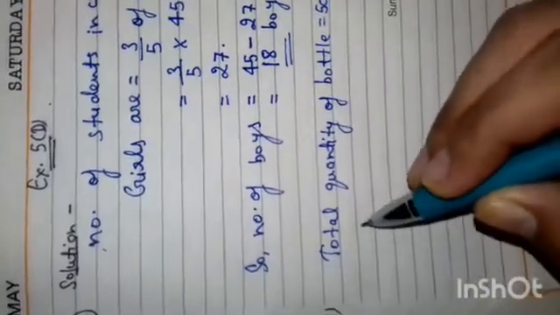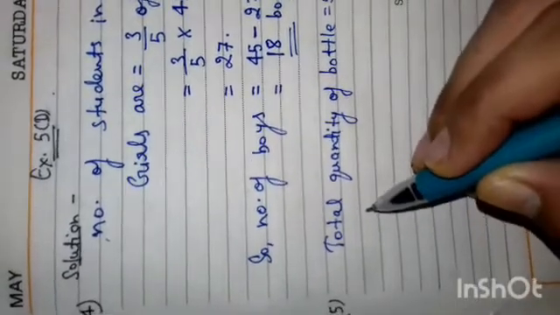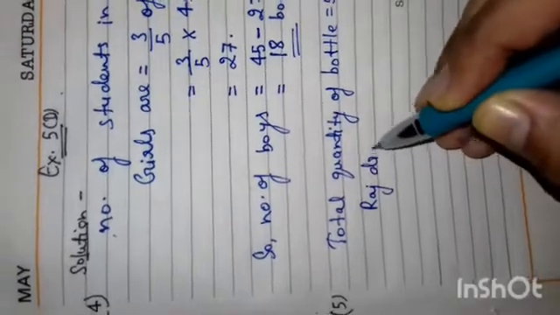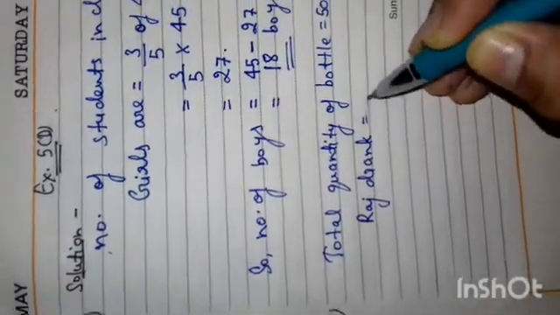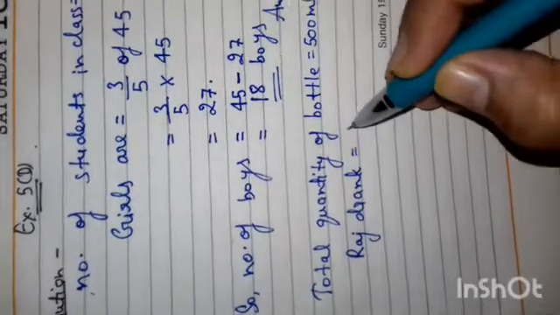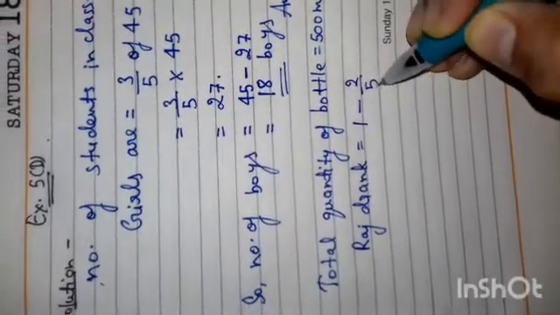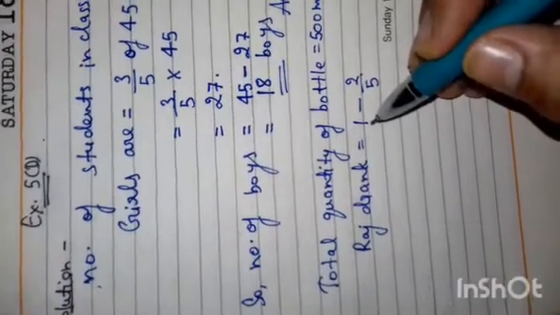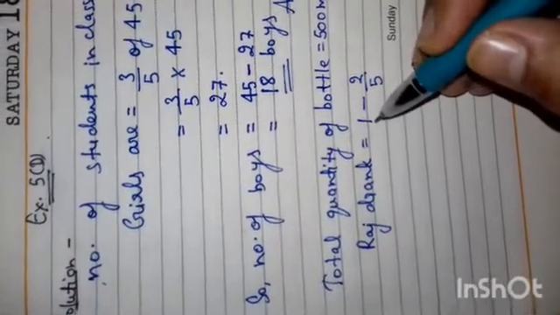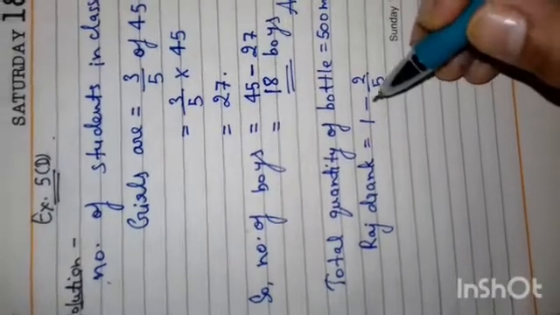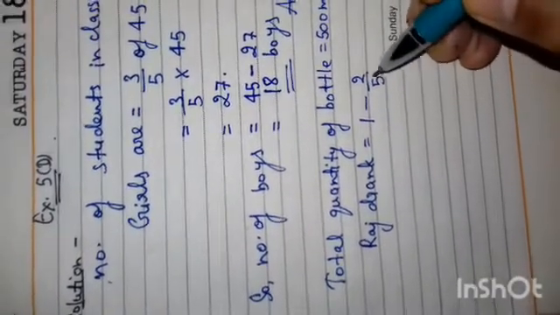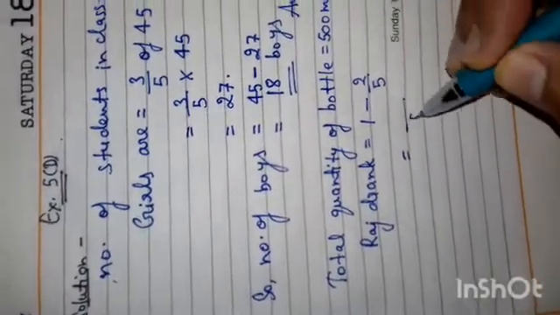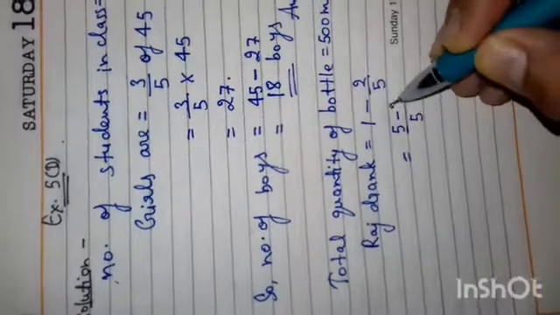Okay, so here 2 by 5 was remaining, so Raj drank Pepsi as a fraction 1 minus 2 by 5. Suppose 1 is the whole, that is the total quantity of the Pepsi. Here 2 by 5 is remaining, so Raj drank 5 minus 2.